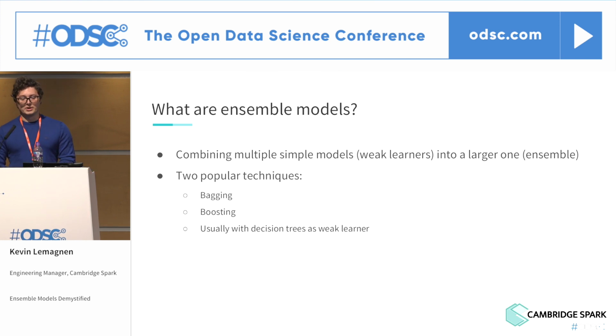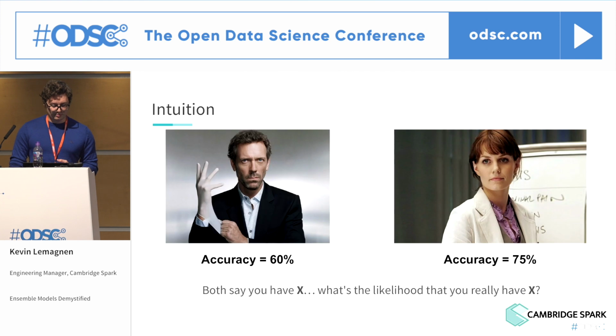Here, just to give you a little bit of terminology, the simple model is called a weak learner. Usually, we'll use a decision tree, and we'll see in a minute why we're using decision trees. And we'll see two popular techniques, bagging and boosting. So we're answering two questions here. We're combining multiple simple models in a bigger one. The question is, what do we ensemble? The answer to that is those weak learners that will be decision trees. Then how do we ensemble them? That's what bagging and boosting is, and we'll talk about it in a minute.